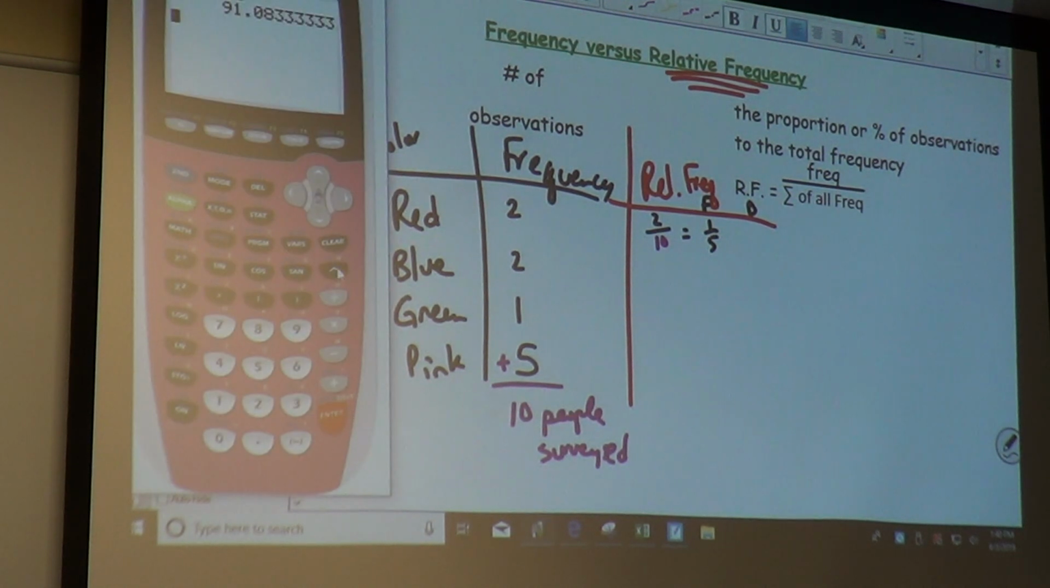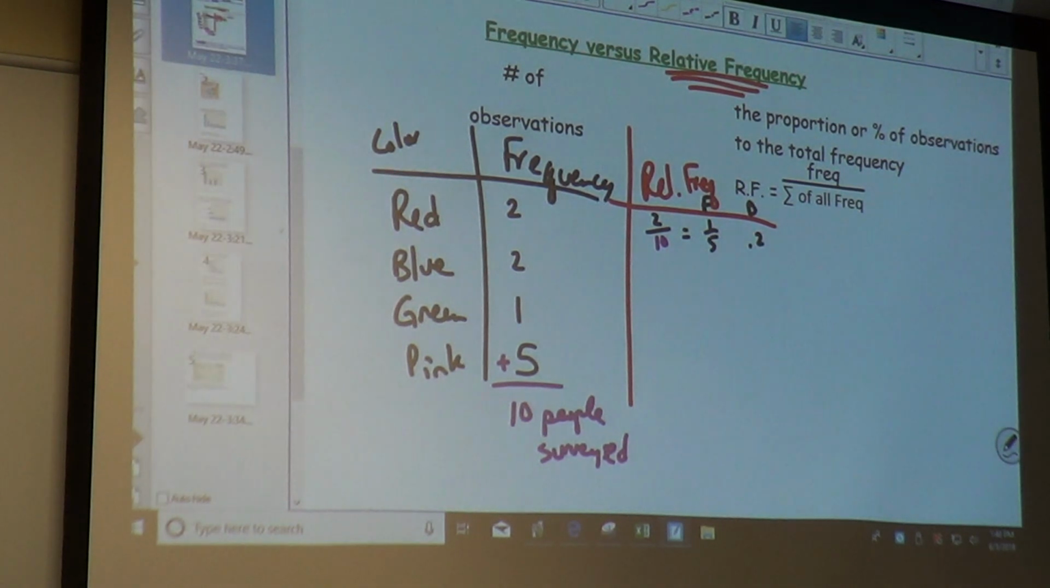If we need to do it in our calculator, we would do 1 divided by 5, which is 0.2. That would be my decimal answer. How would I turn it into a percentage? To turn a decimal into a percentage, you take that 0.2 and move the decimal.